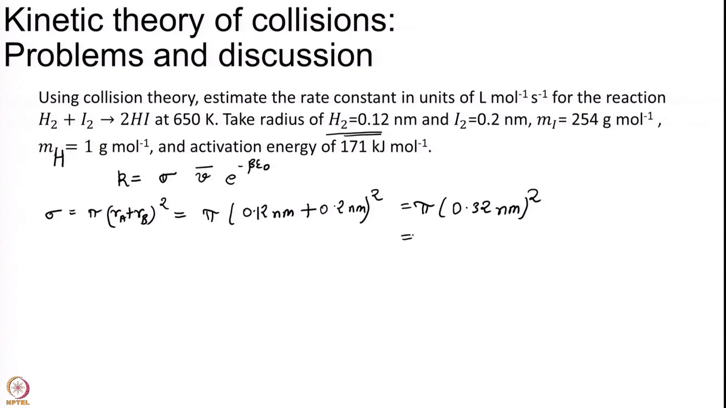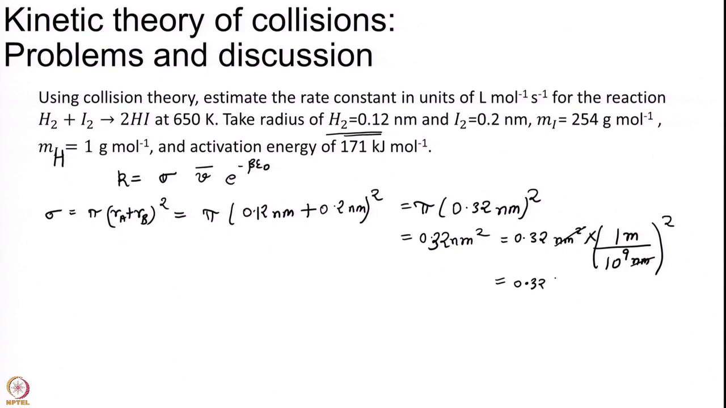You can do this math, I have done this math. This comes out equal to 0.32 nanometer square. But I want to convert to meter square, SI units. So, what I do is 1 meter has 10 to the power of 9 nanometers whole square. Okay, so, I multiply by that, nanometer square will cancel with this. So, I will get 0.32 into 10 to the power of minus 18 meter square.